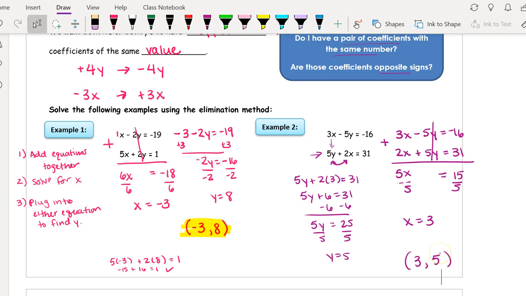Check it in the other equation to make sure it works. So I do 3 times 3 minus 5 times 5 is negative 16. 9 minus 25 is negative 16. It checks.